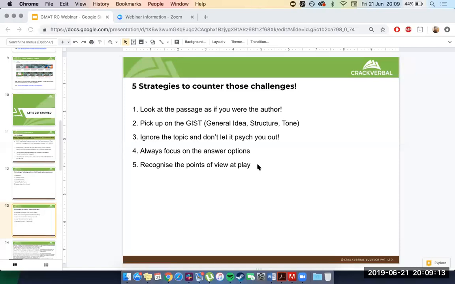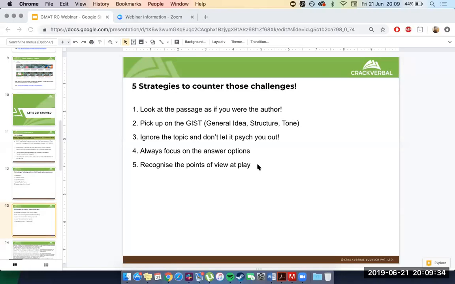Now, what that means is that you have a certain mechanical approach to writing your sentences because you have a very specific idea that you're trying to communicate. Remember that the author of the RC passage is in exactly the same boat and therefore is going to do exactly the same thing, right?